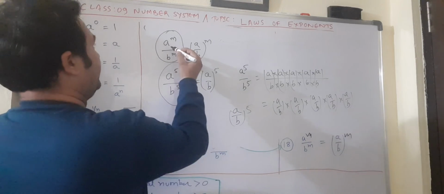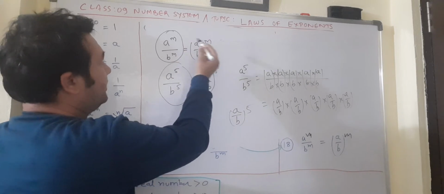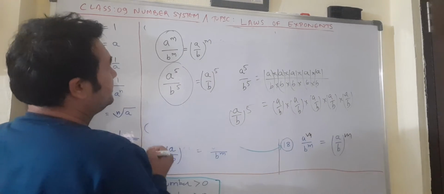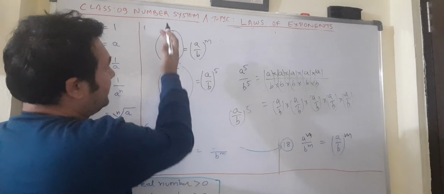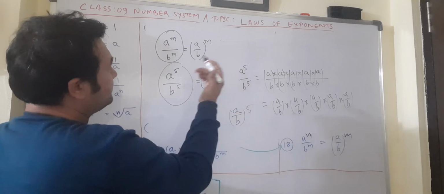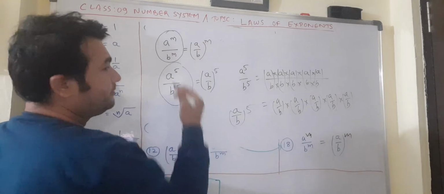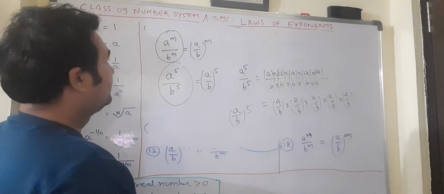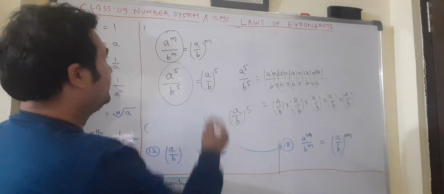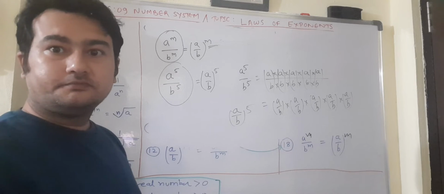So if I write a to the power m divided by b to the power m, a is repeating m times and b is also repeating m times. They will make pairs. a by b will make one pair, the second will make another pair. Since we have a and b both m times, m pairs will be formed, and it will become a by b to the power m. Clear?